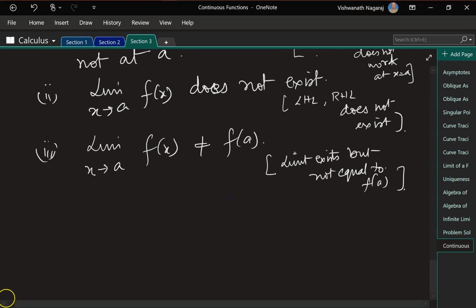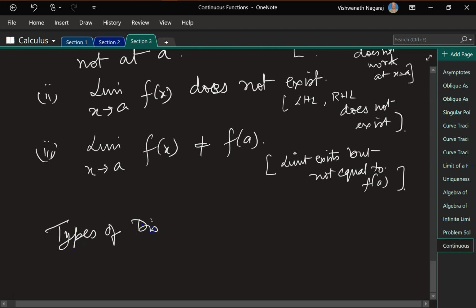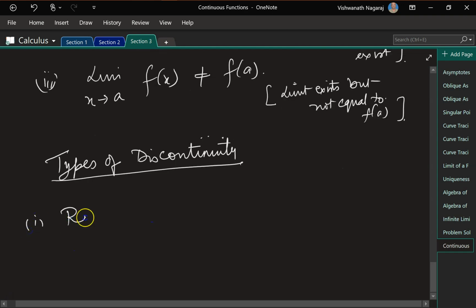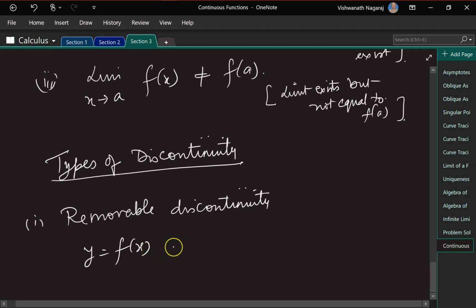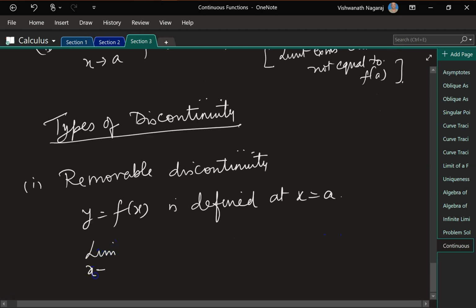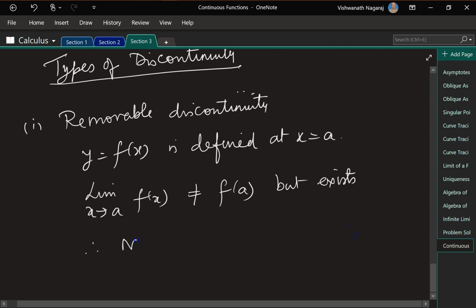Okay, now let's look at types of discontinuity. One is removable discontinuity. So let's say y is equal to f of x is defined at x equal to a. The limit as x approaches a of f of x is not equal to f of a but exists. So therefore it is not continuous at x equal to a.